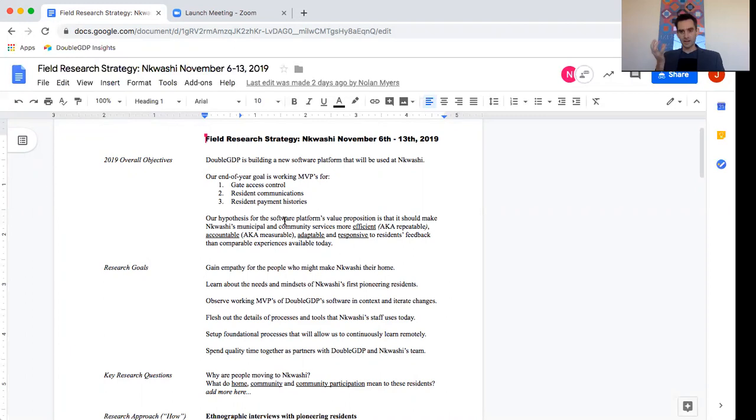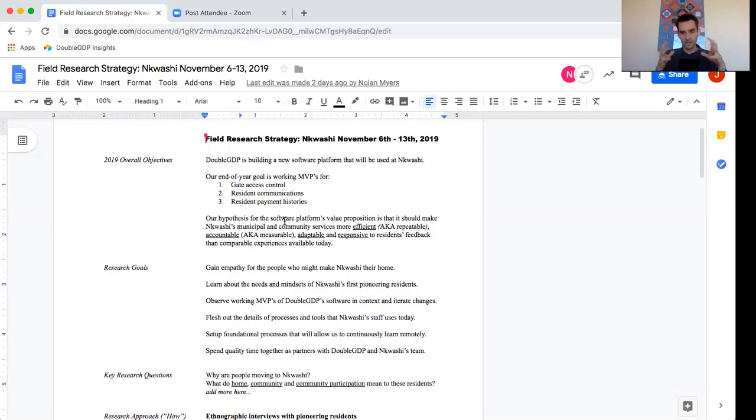Our goal through that software is to help Nkwashi run in a more efficient, more accountable, and more adaptable and responsive way in terms of how it builds its relationships with its residents. So we want to go spend some time on the ground with both the people who are looking to move to Nkwashi, as well as with the administrative team that's running the city, to improve our understanding of what those folks need, and what mindset they're coming to this new community with.